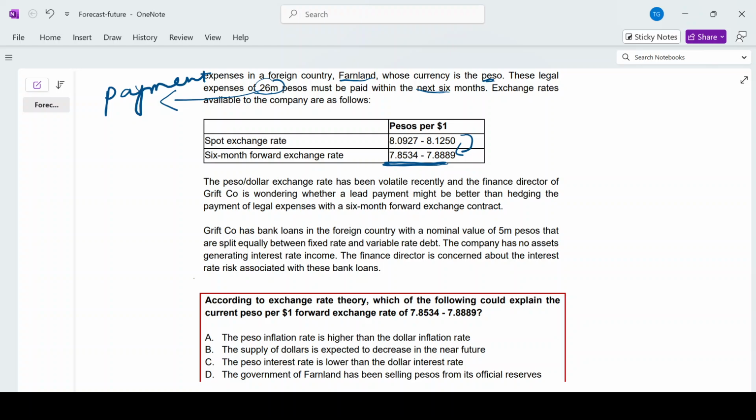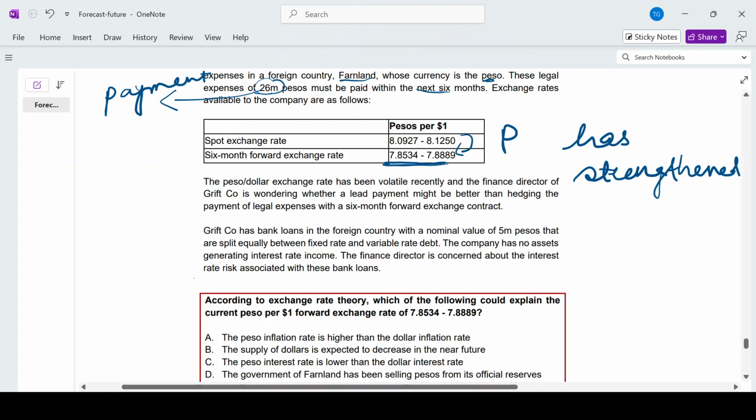So what does it imply? This implies that the peso has strengthened. Why? Because to get that same $1, earlier you had to pay 8 pesos. Now you have to pay 7.8. So you have to pay fewer pesos to get that same $1. So here we see that the peso has strengthened.